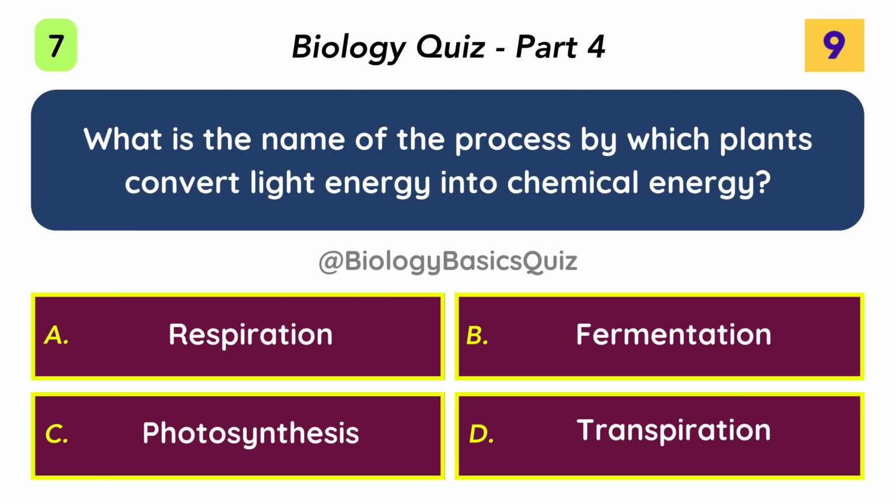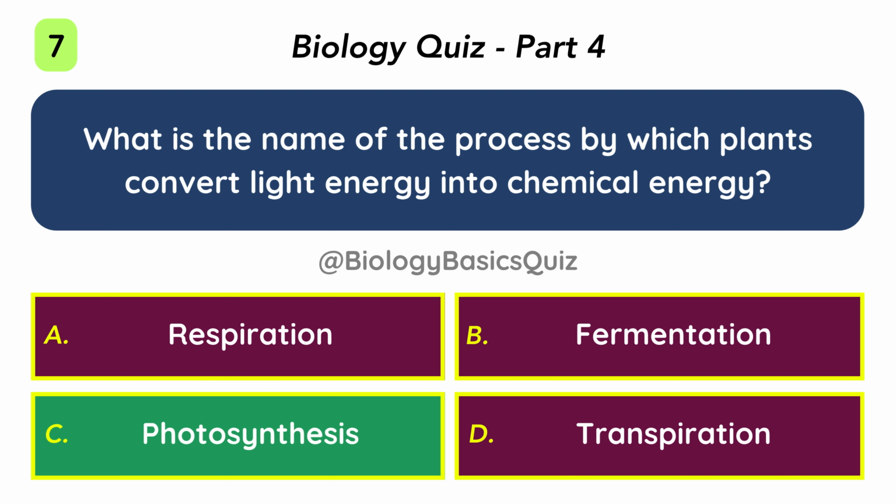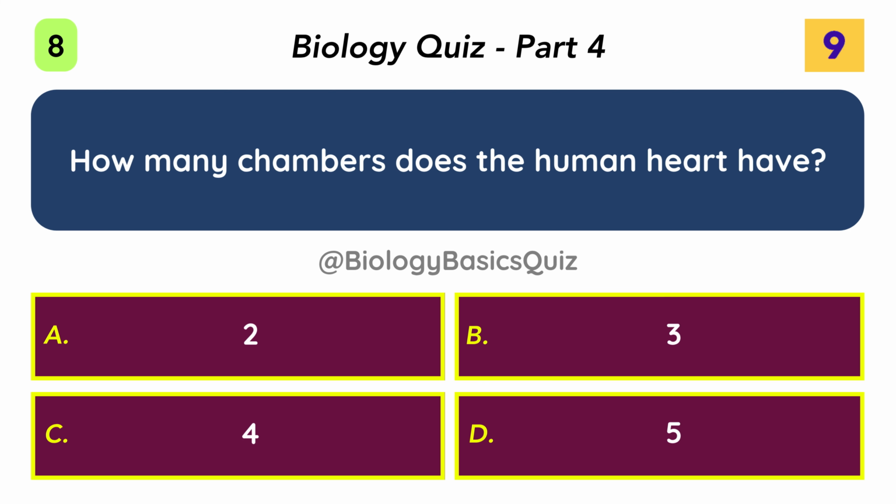What is the name of the process by which plants convert light energy into chemical energy? Photosynthesis. How many chambers does the human heart have? 4.